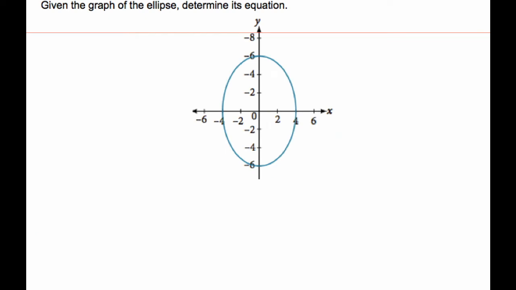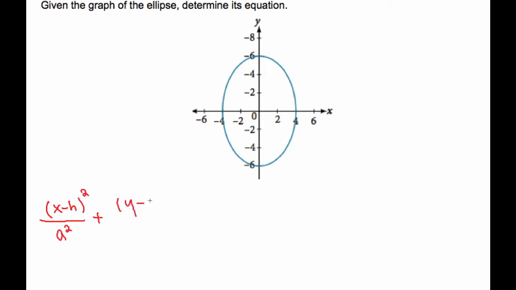Given the graph of the ellipse, determine its equation. Let's start by writing out the standard form of the equation of an ellipse, which is x minus h squared over a squared plus y minus k squared over b squared is equal to 1.